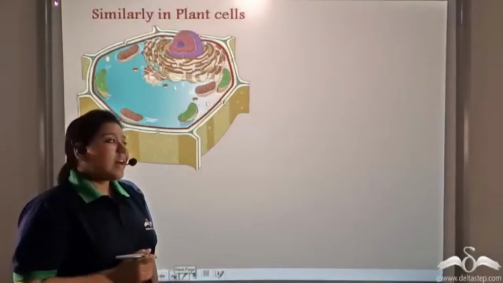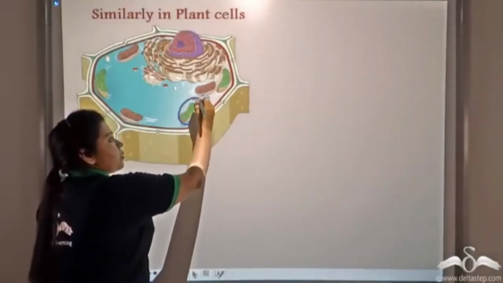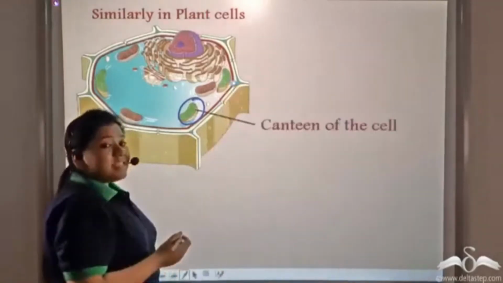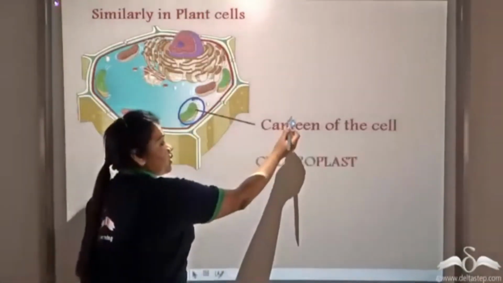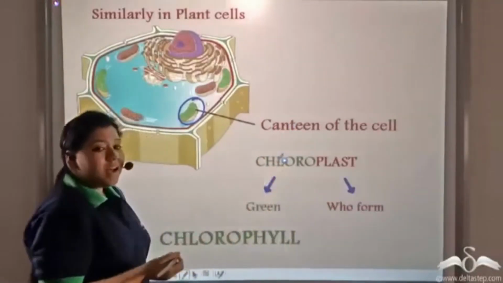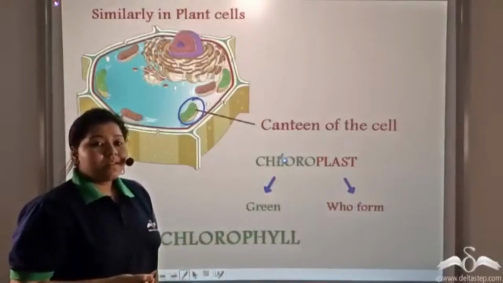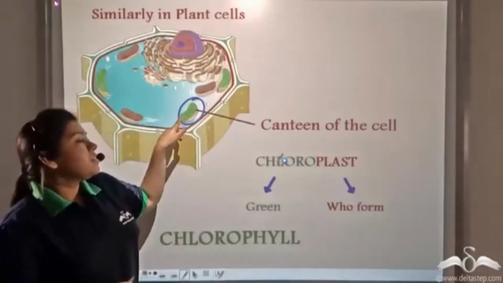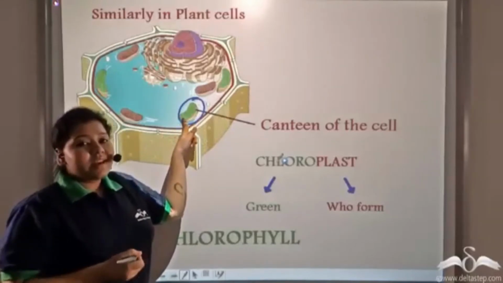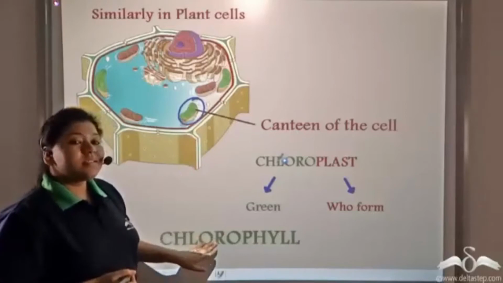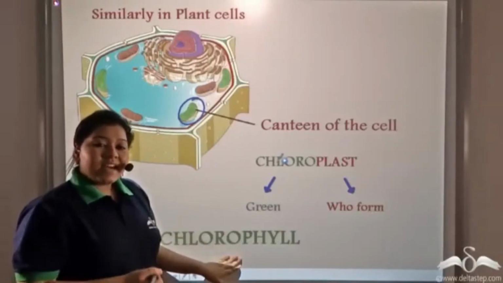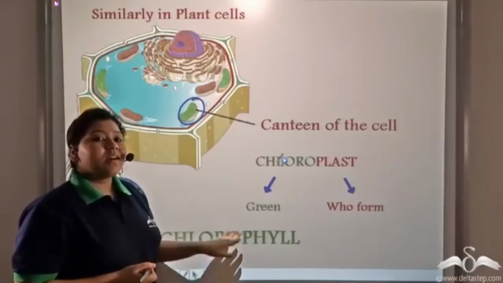Similarly, plants have such canteen-like structures which manufacture food, and these canteen-like structures are known as chloroplast. Chloro means green and plast means who form. So what gives the chloroplast this green color? Well, there is a pigment present inside the chloroplast which is known as the chlorophyll. This chlorophyll is green in color, and that is why even the chloroplasts are green colored.